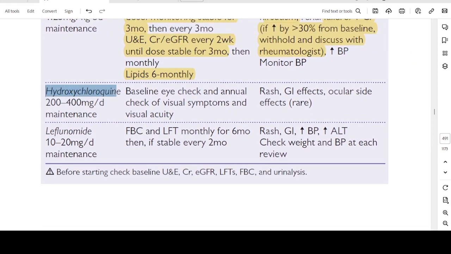Hydroxychloroquine. A baseline eye check and an annual check of visual symptoms and visual acuity need to be done. Rash and GI effects can occur; ocular side effects are rare.